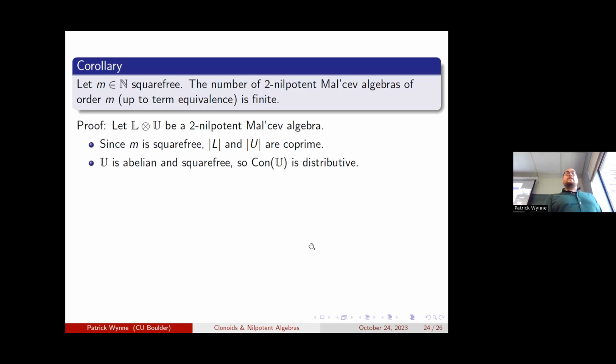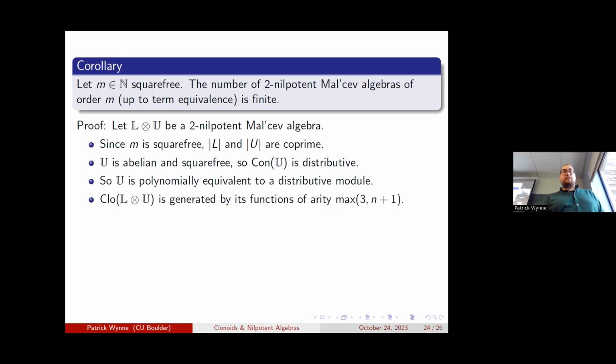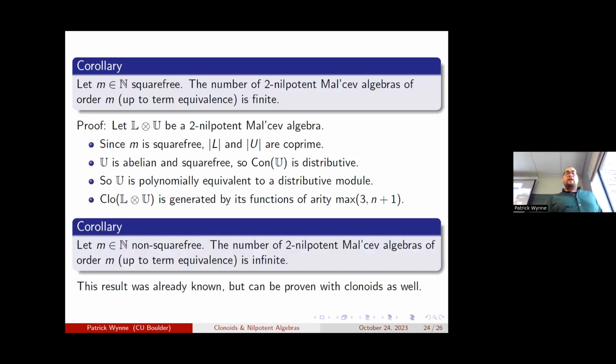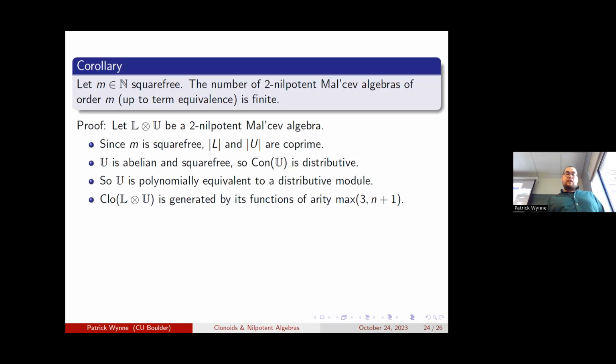And so the congruence lattice of U is a distributive lattice. And so then also the congruence lattice if we expand U by constants is still distributive. So that says that U is polynomially equivalent to a distributive module. So this distributivity gets retained. And the clone of L wreath U is generated by its functions of arity max of 3 and n plus 1. And of course, there are only finitely many such functions for finite L and U. And so then we get this result.